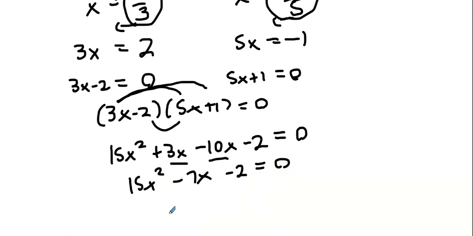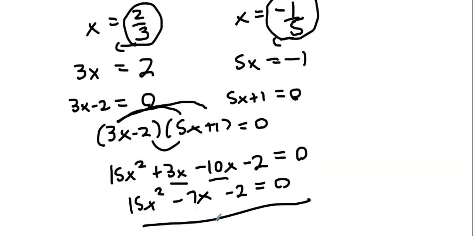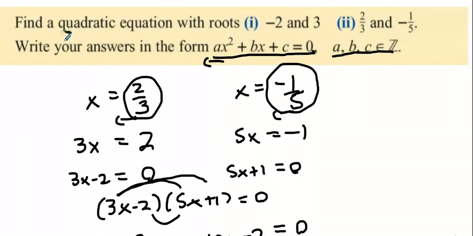And this is the equation that would give you an answer of, if you did the minus b formula on this, your two answers would be 2/3 and minus 1/5. That's what this question's asking you. Find the quadratic equation. Make the quadratic equation using these answers.